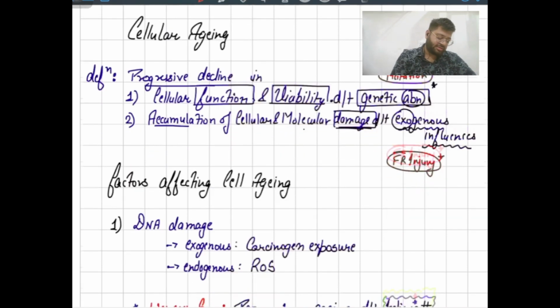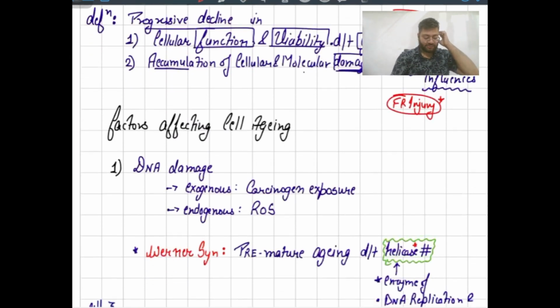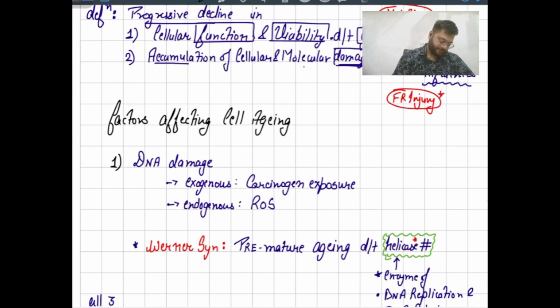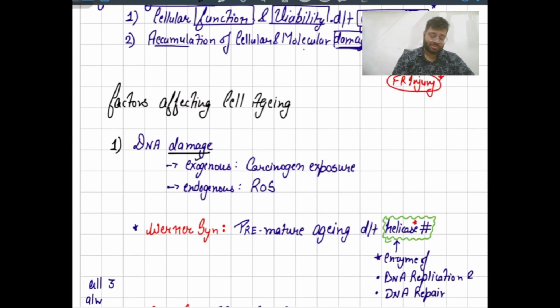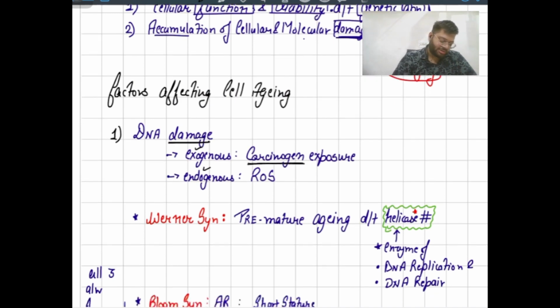What are the factors affecting cell aging? The first is DNA damage. As we have discussed in the definition, there is some genetic component or genetic abnormality, and it will lead to DNA damage. The damage of DNA can be due to exogenous or endogenous causes. Mostly exogenous causes we consider are carcinogen exposure, like arsenic and heavy metals. They are very prone to cause cancer, and they cause cell damage and DNA damage at the nuclear level, which will lead to cellular aging. Endogenous causes, I have already told you, are reactive oxygen species. Okay, free radicals, carcinogens, and ROS.